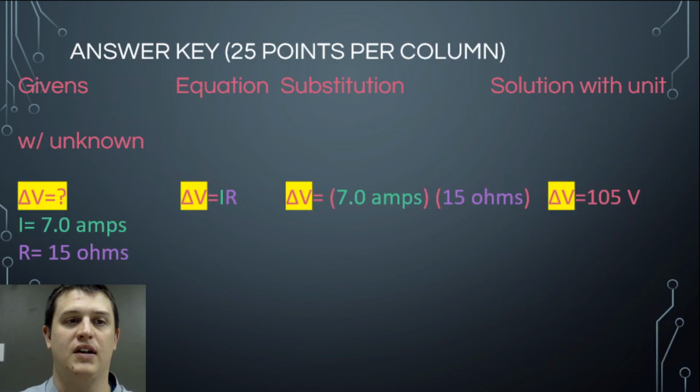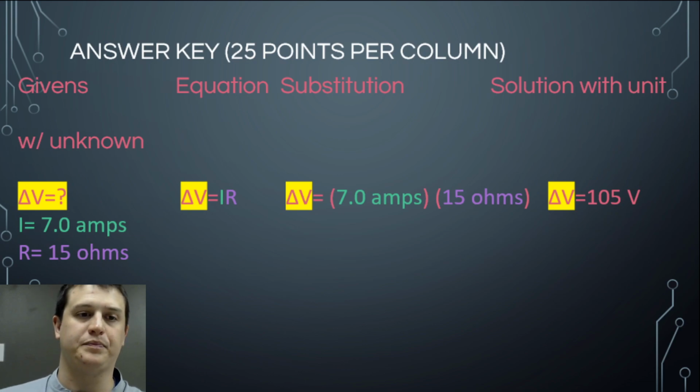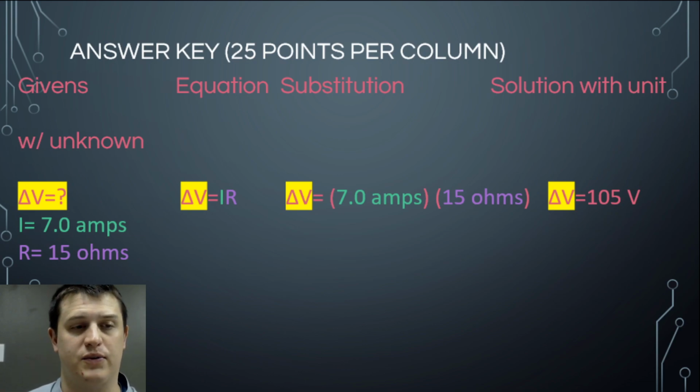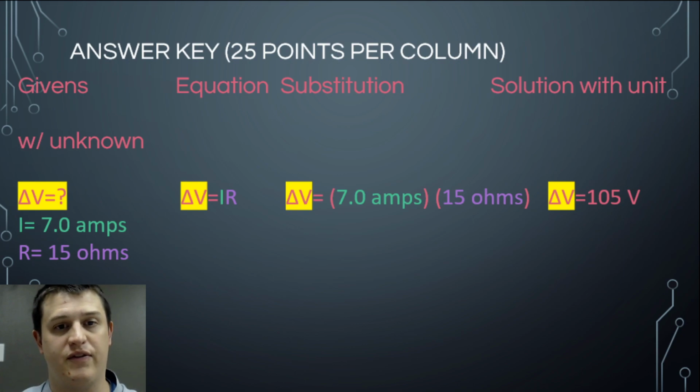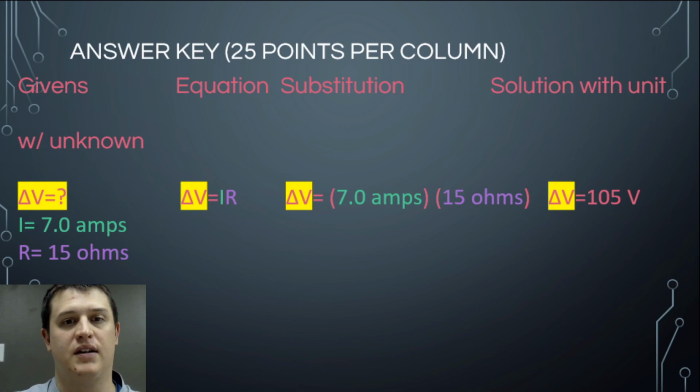Here's the answer. You have your givens with the unknown, your equation, your substitution, and your solution with unit. That's why we want to do it every time. It's a good thing to practice now as well. So change in voltage is equal to current times resistance: 7 times 15 from the problem, and it's equal to 105 volts, because 7 times 15 is 105. Hopefully you got that right.